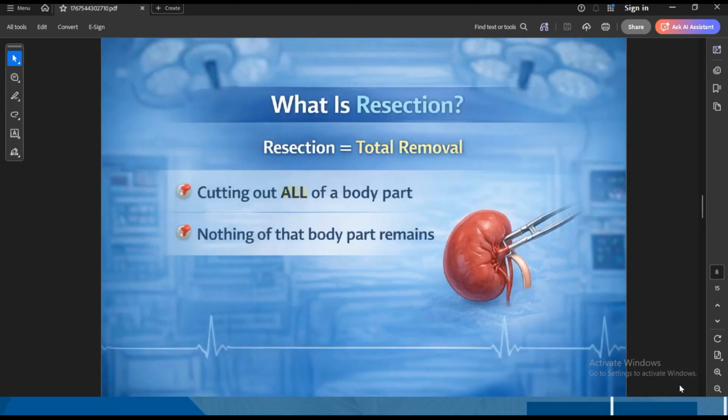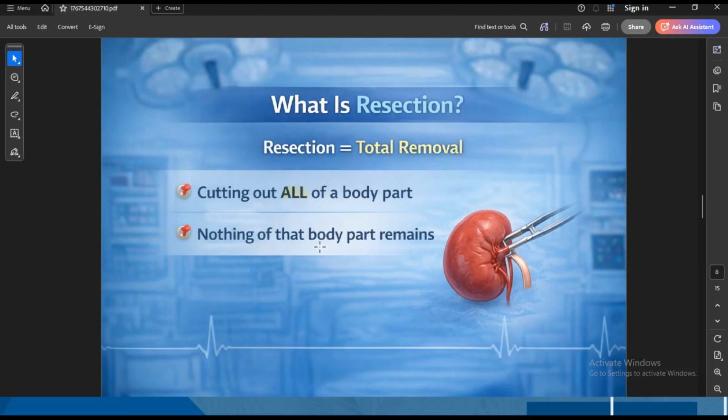Next, we will see resection. So what is resection? Resection is equal to total removal. Excision is removal of part of a body part or organ, while resection is cutting out all of the body part.